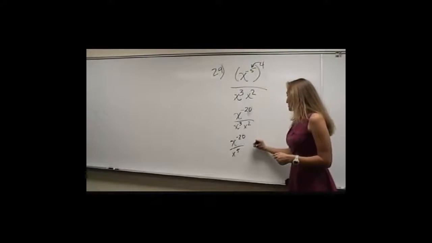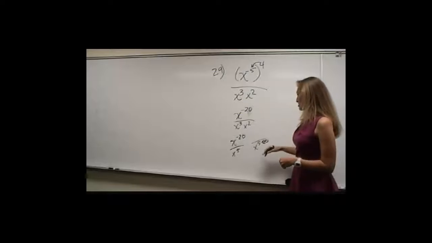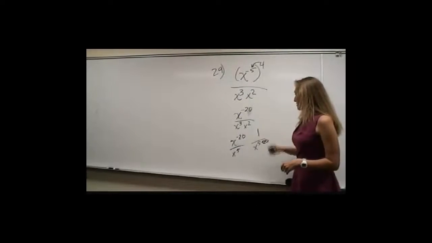So what I'm going to do is keep my x to the 5th, and then this 20 has to move down here, and it has to change signs. As it moves, it changes signs. Now, I need something to go in this numerator here. I'm going to put a 1 right there as a placeholder.